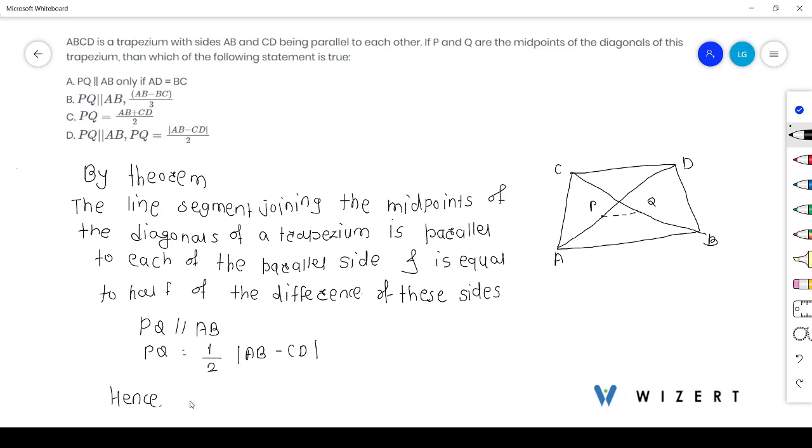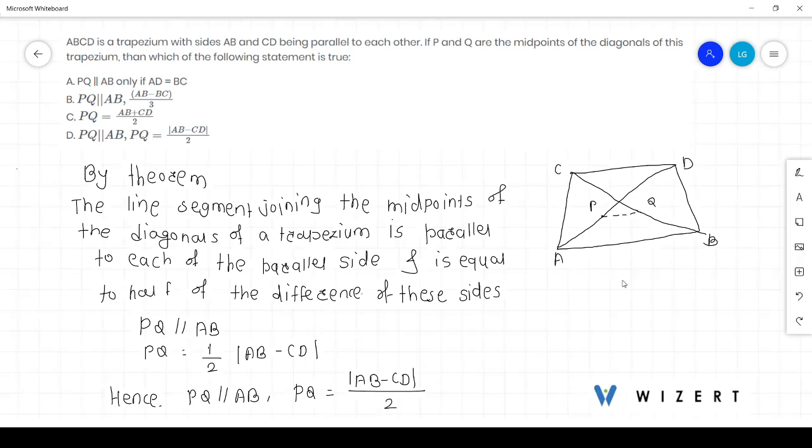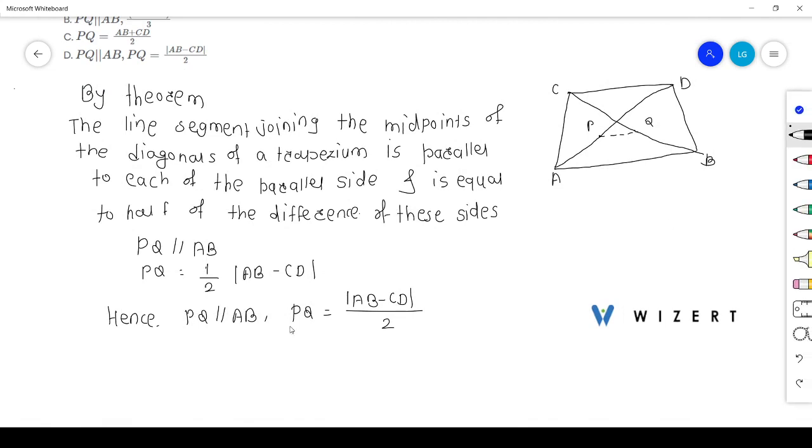Hence, statement D, meaning PQ is parallel to AB and PQ equals (AB minus CD) by 2, is correct. Means our correct option is option D.